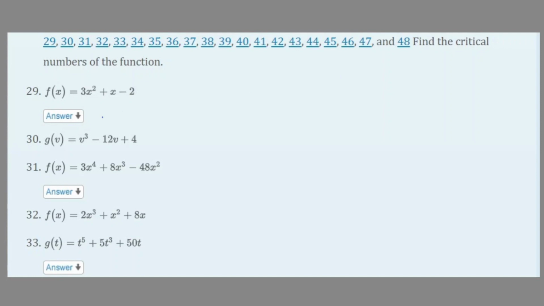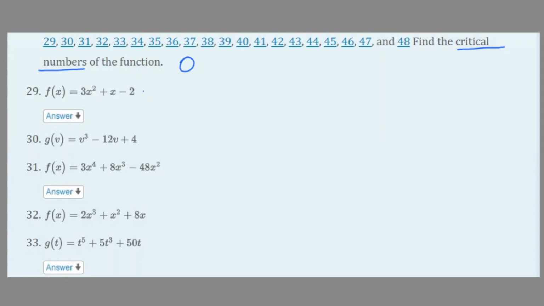All right, so let's move on to these few questions here. For these 5 questions, we want to find the critical numbers. So the critical numbers are essentially where the minimum and maximum values of the graph occur. And as we talked about before, when a graph reaches a minimum or maximum value, the derivative becomes 0, or the tangent line becomes horizontal. So what we want to do here is find the derivative and then solve for x. So let's start off with number 29. Number 29 is function f of x equals 3x squared plus x minus 2.